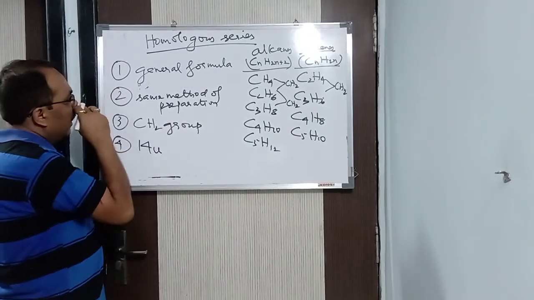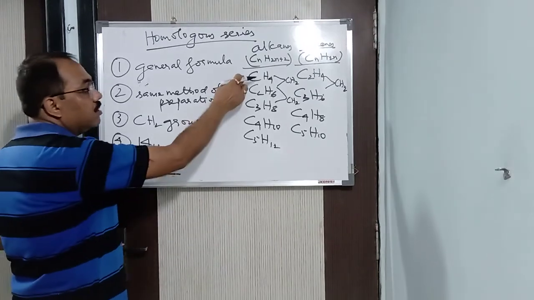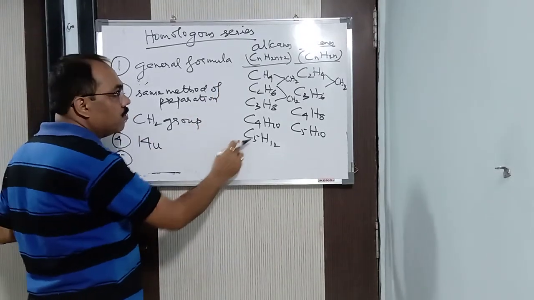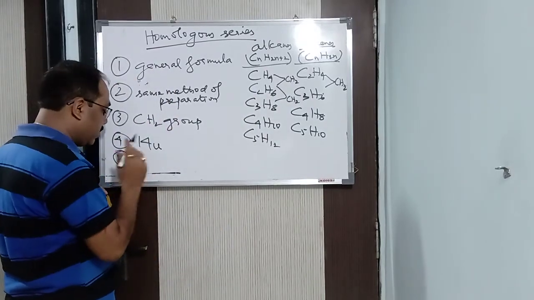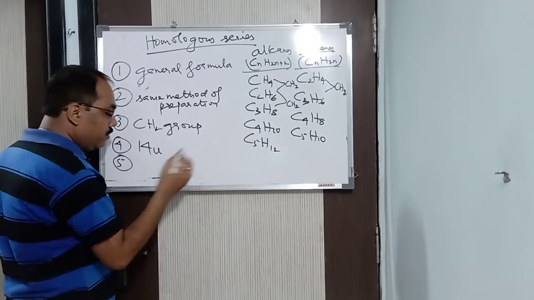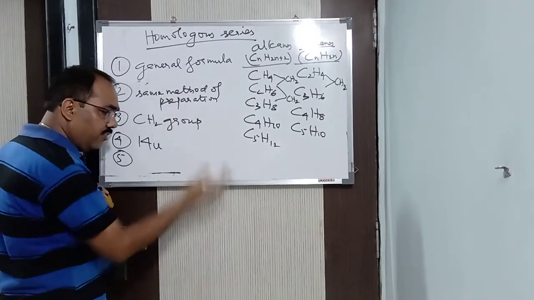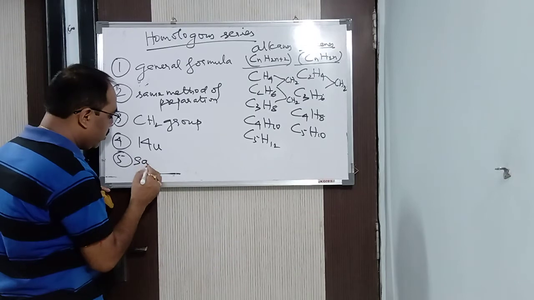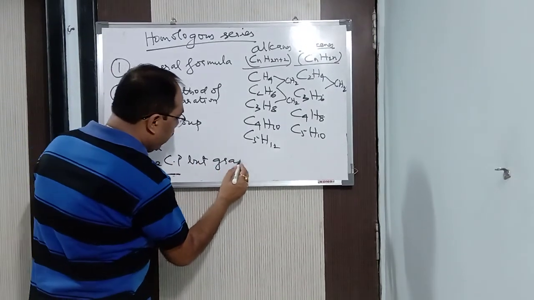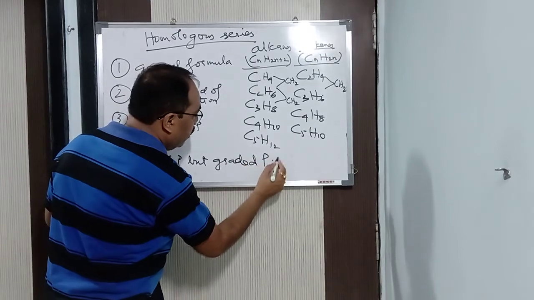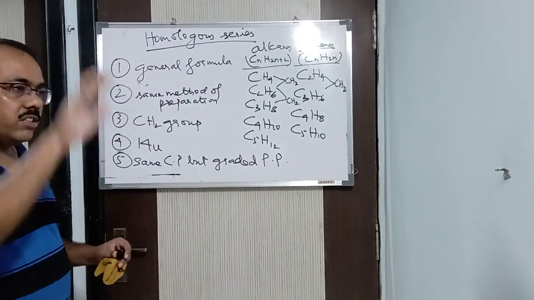Alright? And what I said next is that they have the same chemical properties. Yes. Alkanes will have the same chemical properties. Alkenes will have the same chemical properties. They will have the same chemical properties, but graded physical properties, which means physical properties are gradually going to change. Graded means physical properties gradually differ. So same chemical properties, but graded physical properties.